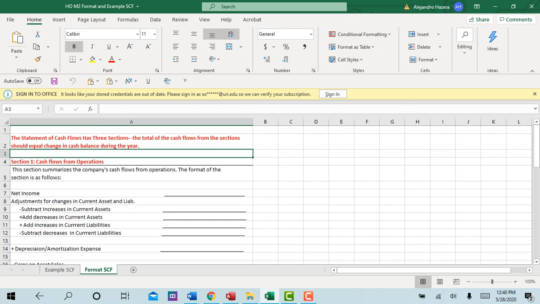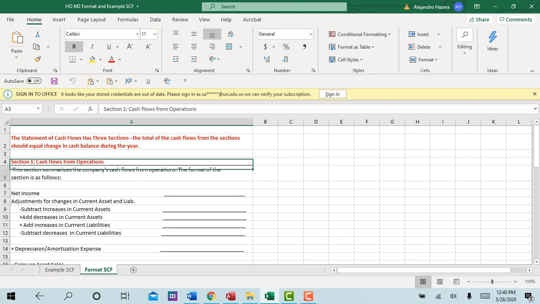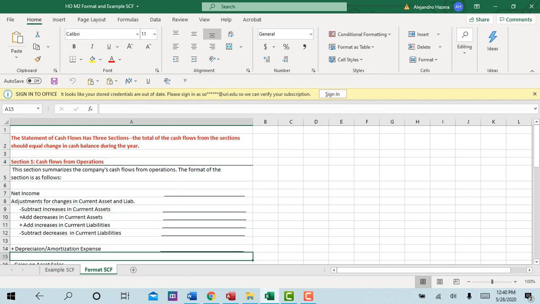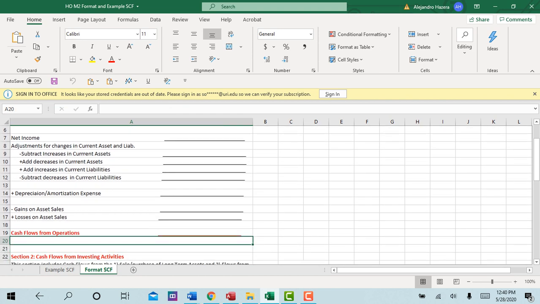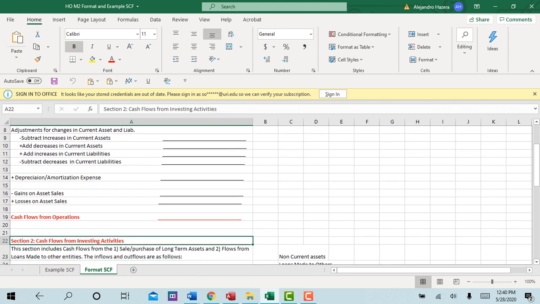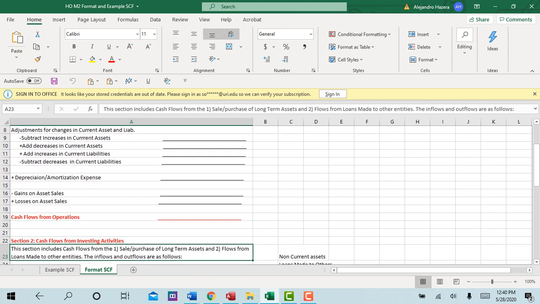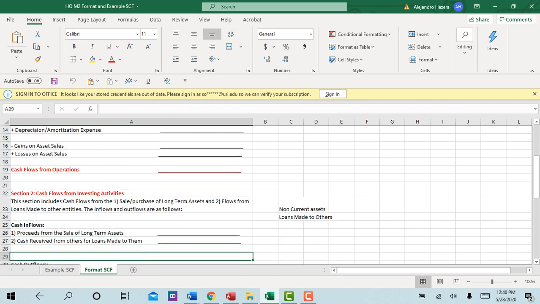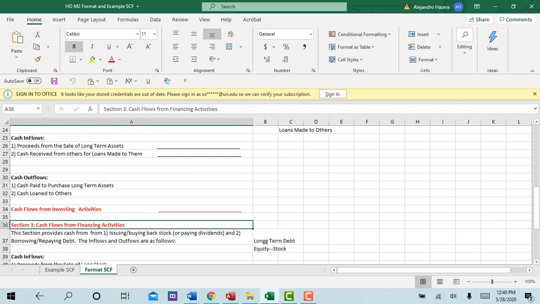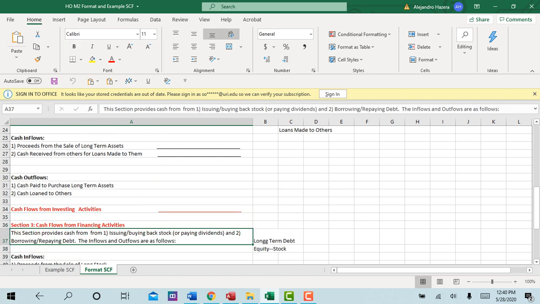The statement of cash flows has three sections. Section 1 is the cash flows from operations, and so you have one subtotal for operations. Section 2 is cash flows from investing activities. And section 3 is cash flows from financing activities. I'm going to go over the format of each one.